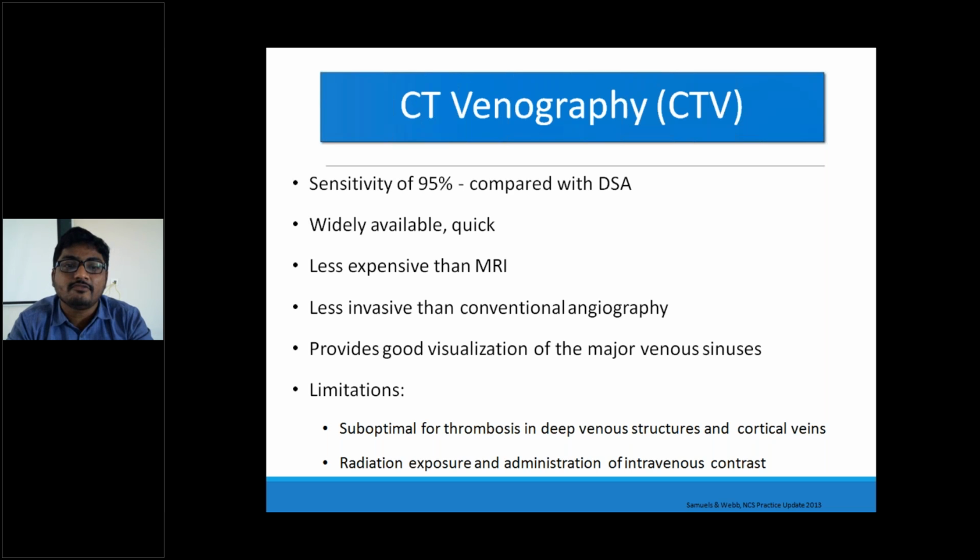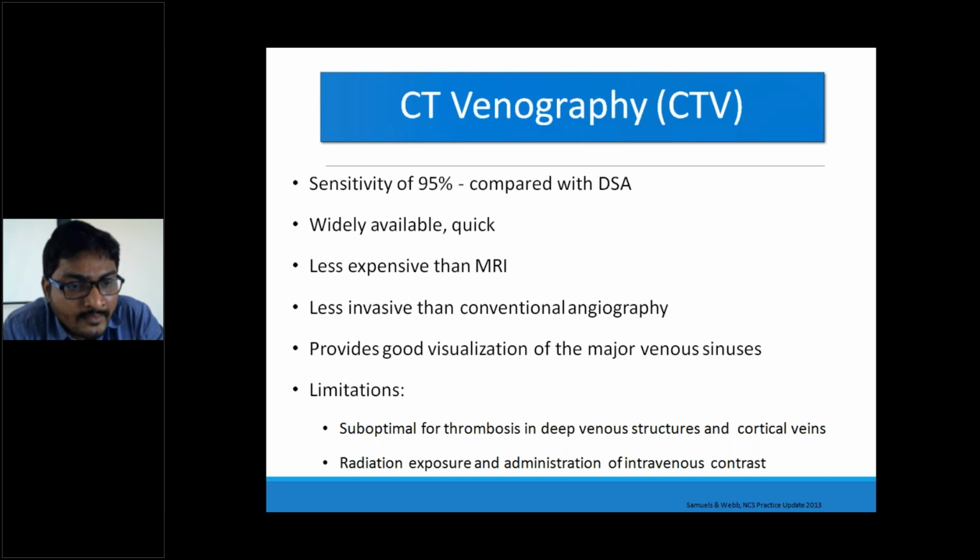If it is sensitive, it means true positive. Sensitivity of 95% means that if the test is positive, then definitely the diagnosis is the same. So if sensitivity of CT venogram is 95%, that means if you see the lesion in CT venography, then you can say that yes, there is definitely thrombosis there. That is the thing I want to say here.